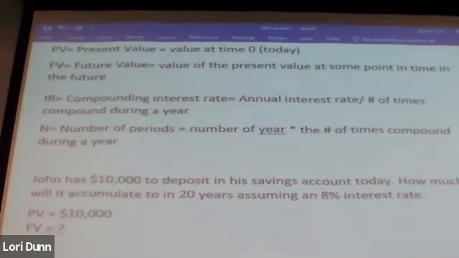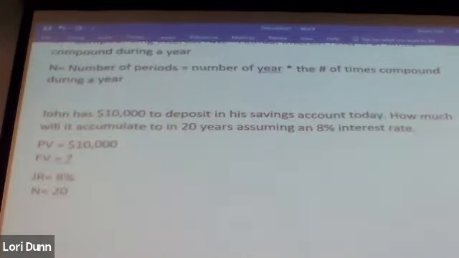Do we know our compounding interest rate? We have to find just the interest rate itself. Yeah, it's there, 8%. We compound once a year, 8% divided by 1, 8%. Do we know the number of periods we're going to compound this for or calculate interest? Yeah, 20 years times once a year, so 20. So we have 3 of the 4 variables.